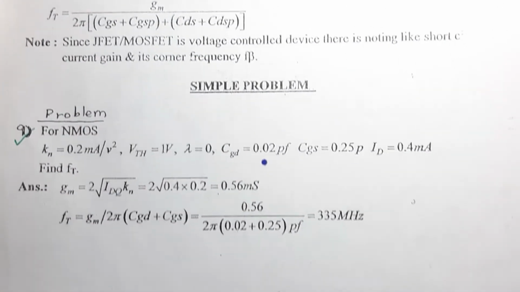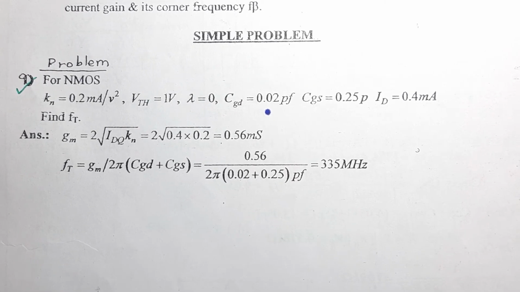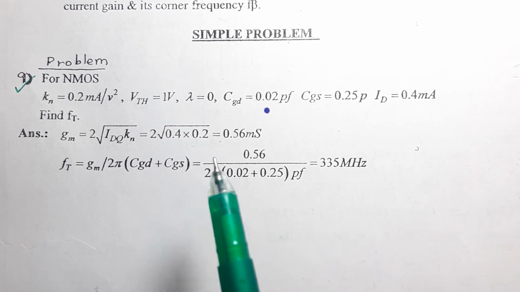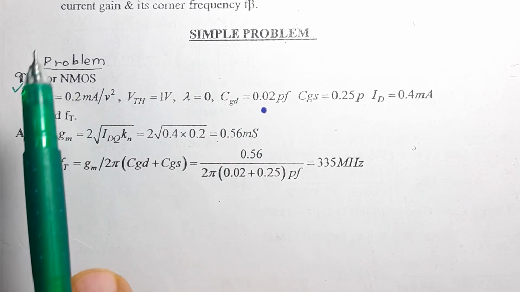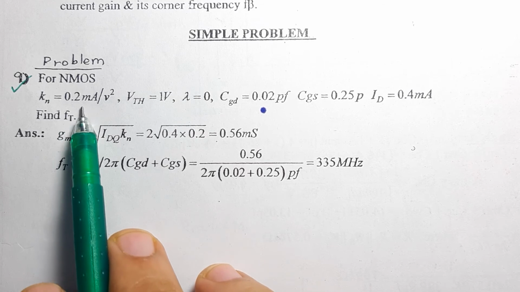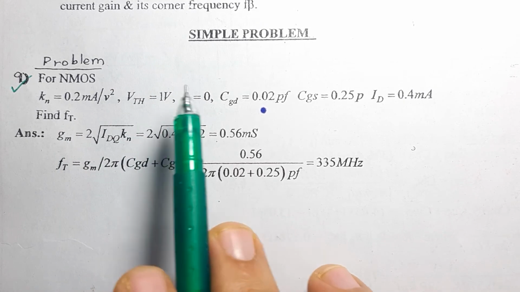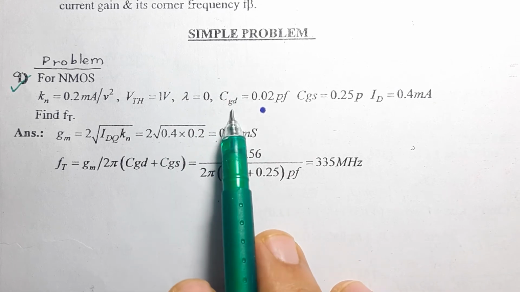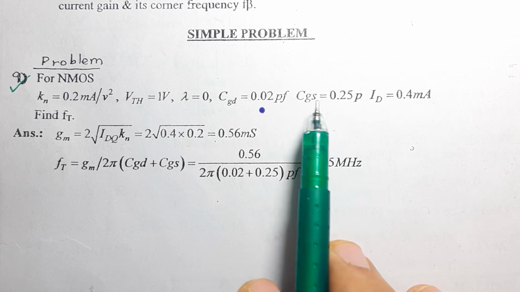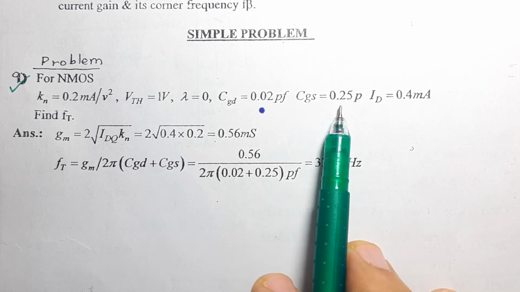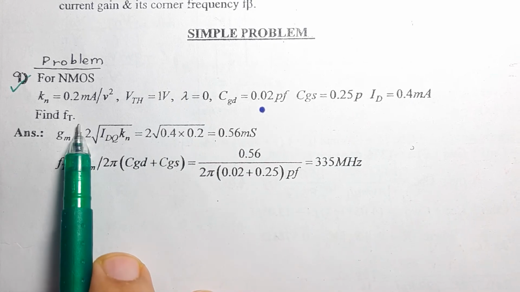Now we'll go for a simple numerical, and then we'll continue with bigger numericals. Over here you have a simple problem. For an NMOS, your Kn is given as 0.2 milliamps per volt square. Your VTH is given as 1 volt. Your lambda is 0. Your CGD is given as 0.02 picofarads, and your CGS is given as 0.25 picofarad. Your ID is given over here, and you need to find your FT.